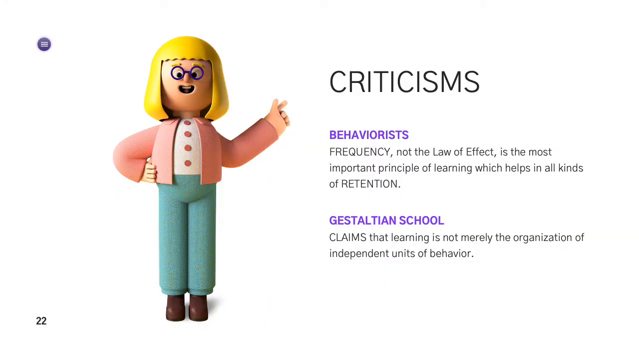The behaviorists deny the law of effect and claim that frequency is the most important principle of learning, which helps in all kinds of retention. While the Gestaltian school criticizes Thorndike on the ground that learning is not merely the organization of independent units of behavior. The relation between situation and response already exists in an experience which is perceived as a whole.